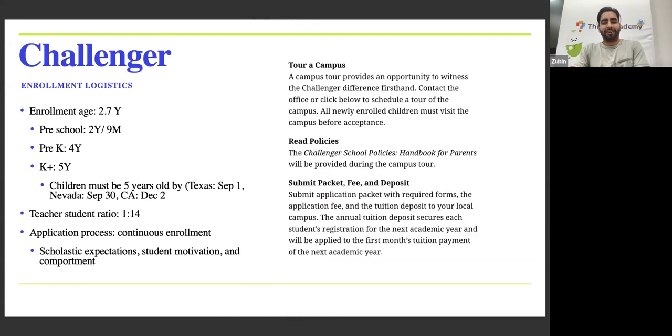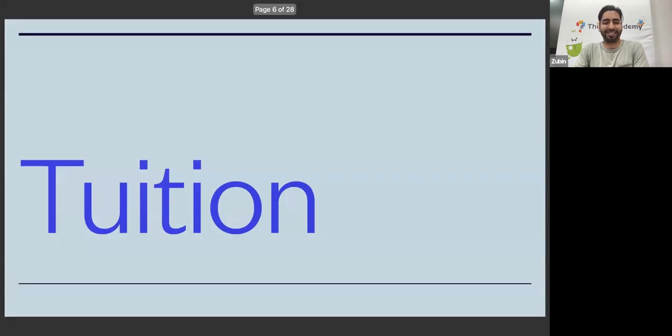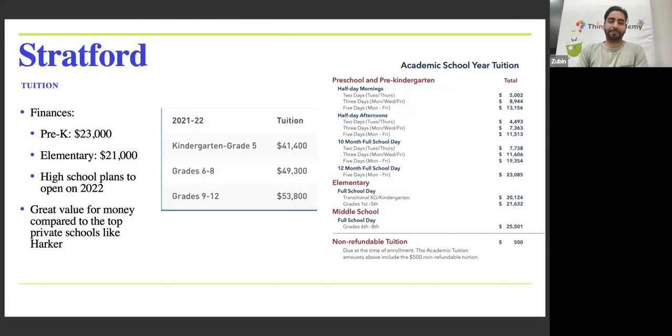And besides that, in terms of the enrollment logistics, the biggest part of the logistics is, of course, the finances, right? So let's dive into that. Stratford and Challenger both are very similar, but let me break it down by pre-K, elementary, and high school. For Stratford, the pre-K is rounded down to 23 for the year. Elementary is 21, and very important, Stratford does plan on opening its high school around 2022.